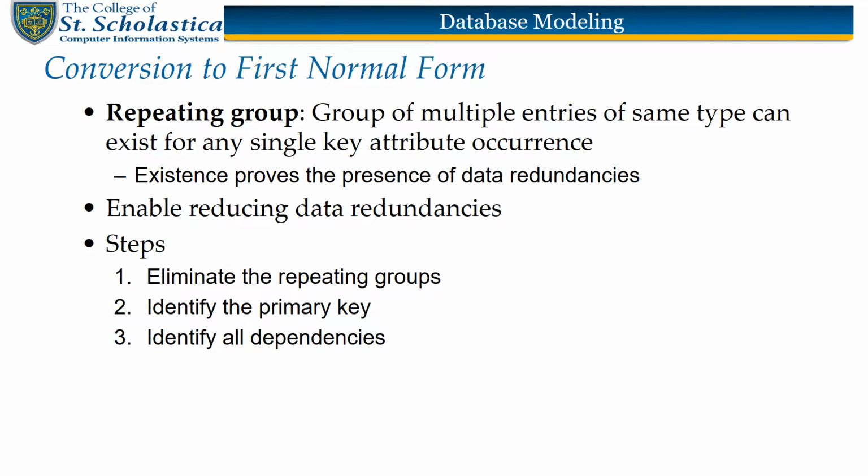Normalization starts with a simple three-step procedure. Step 1, eliminate the repeating groups. Step 2, identify the primary key. And step 3, identify all dependencies.